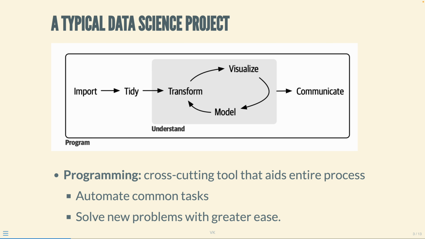This entails 6 steps, starting with importing the data, followed by tidying the data, and then trying to understand the data. And this has several different steps, beginning with transforming the data, then visualizing the data, and then modeling the data before you end up communicating the results of the questions that you had set out to answer in your data science project. But encompassing all of these steps is programming in R or in any other language, which is sort of a cross-cutting tool that aids this entire data science process.